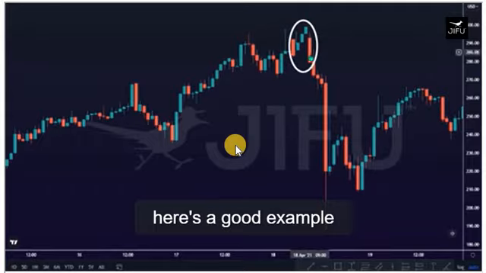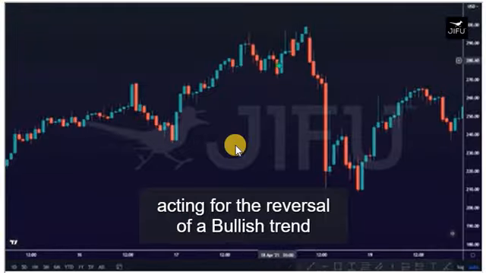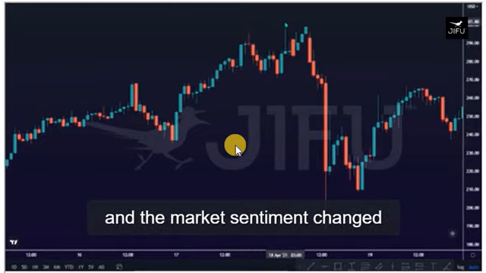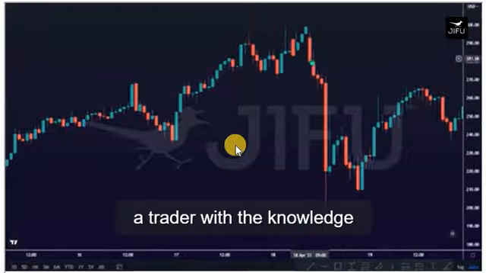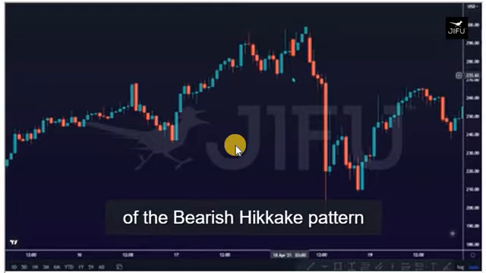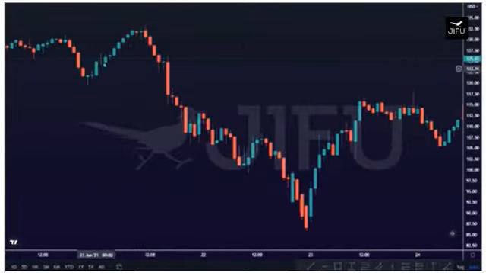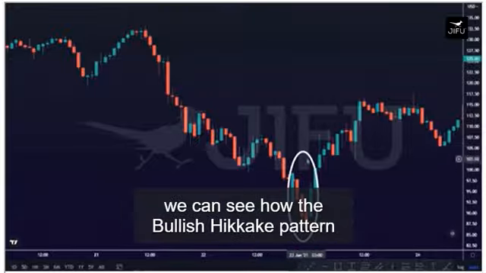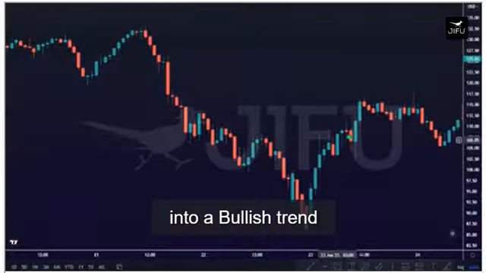Okay, here's a good example of the bearish Hikaki pattern acting for the reversal of a bullish trend into a bearish trend. We can see how buyers were tricked and trapped in this market, and the market sentiment changed suddenly into a bearish rally. A trader with the knowledge of the bearish Hikaki pattern would have exited this trade at an early stage. Likewise, here on this chart, we can see how the bullish Hikaki pattern acted for the reversal of the bearish trend into a bullish trend.